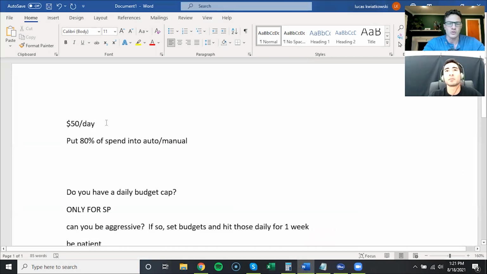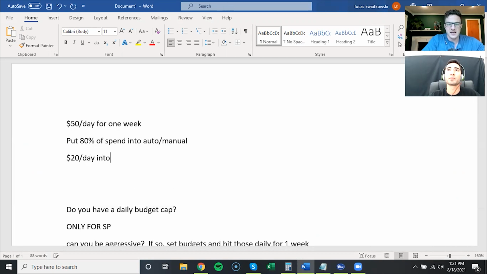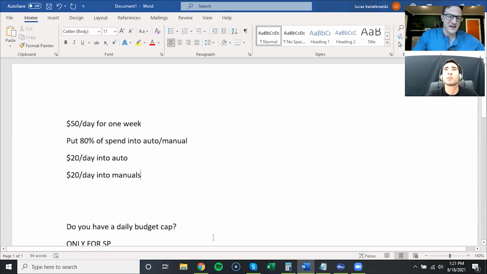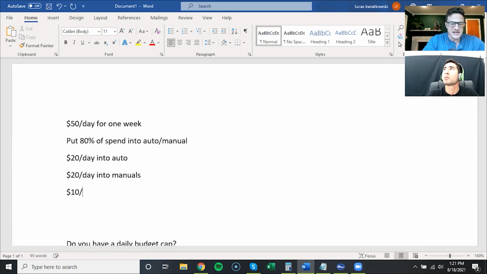Set a spend goal. Don't set an ACOS goal. Don't set a TACOS goal. You know you're going to have to spend. So if you have $50 a day you want to spend for 1 week, let's keep this super simple. Put most of that spend into your auto and manual. So let's do $20 a day into the auto, and $20 a day into the manual, whatever. And then $10 a day for ACE and targeting, or to float around to other campaigns.